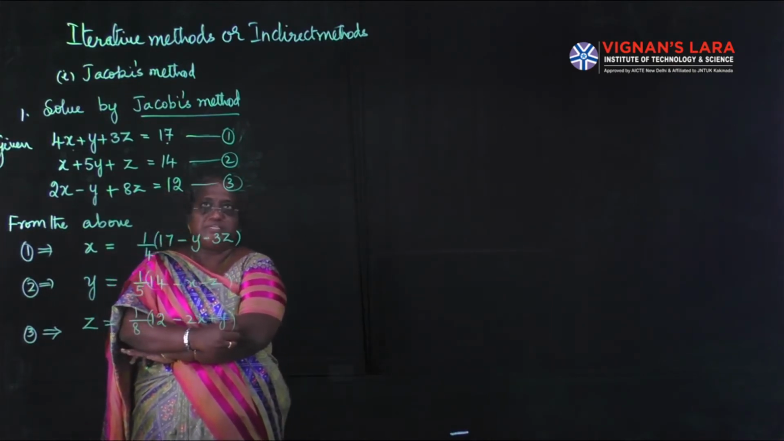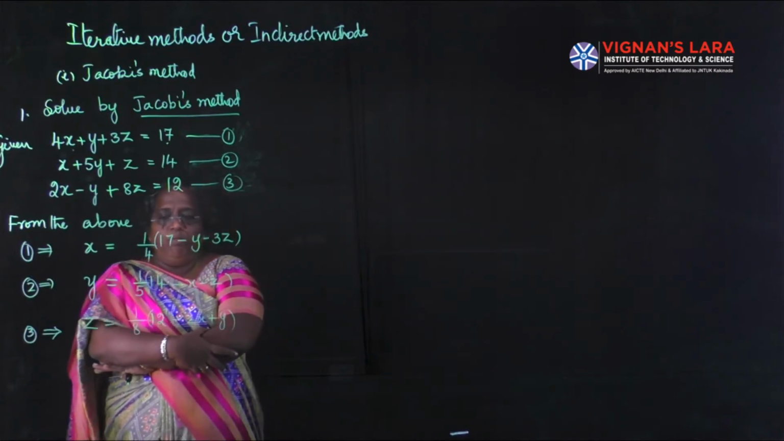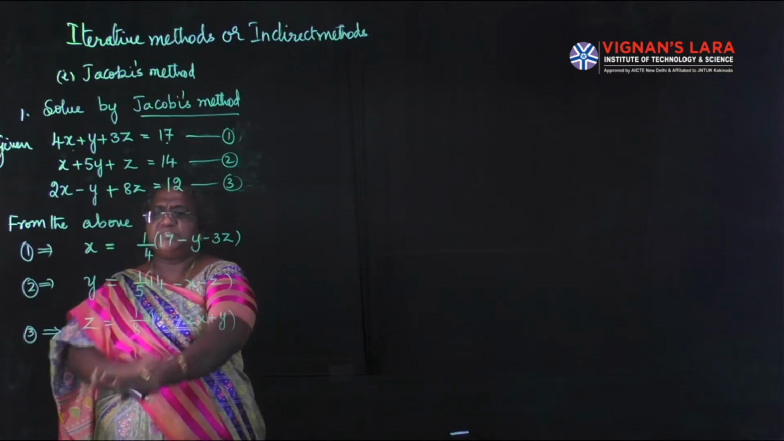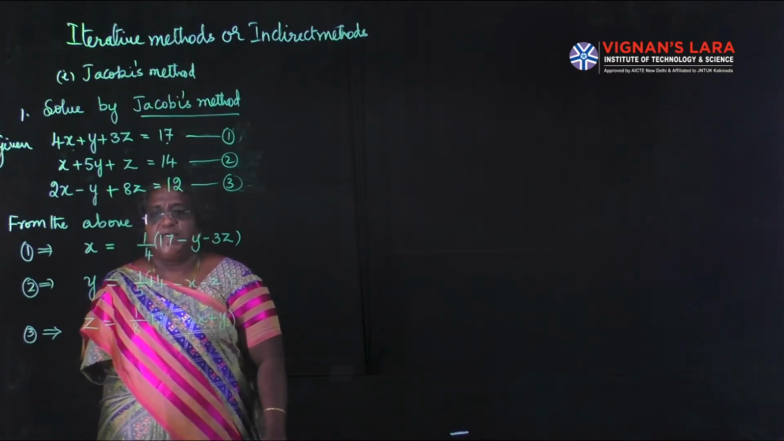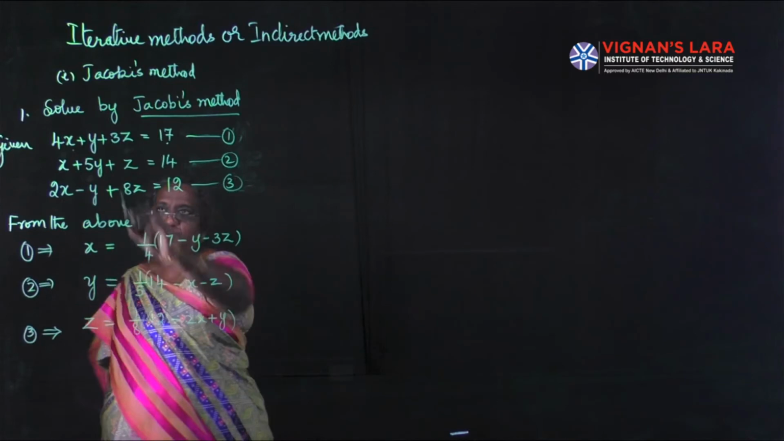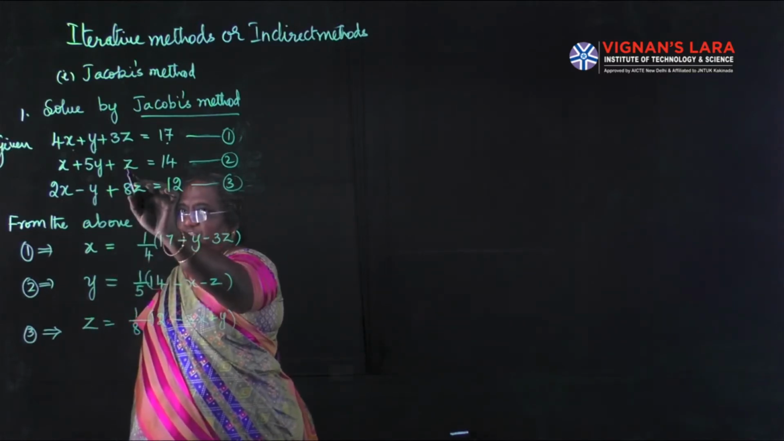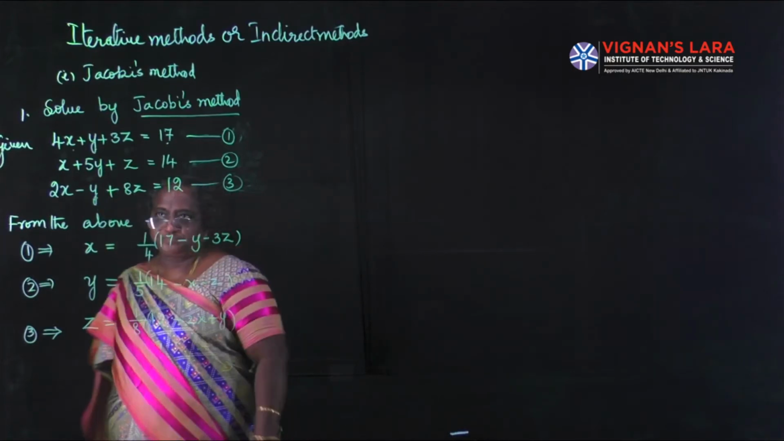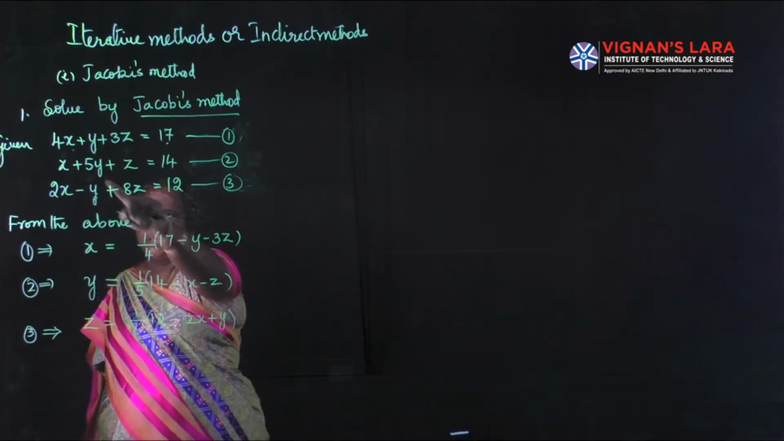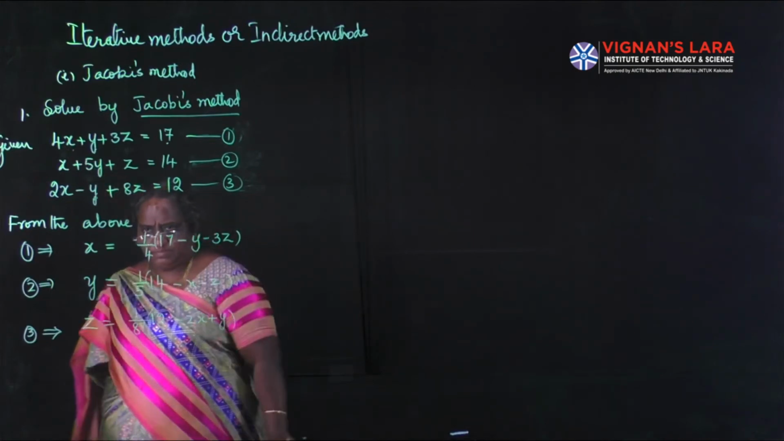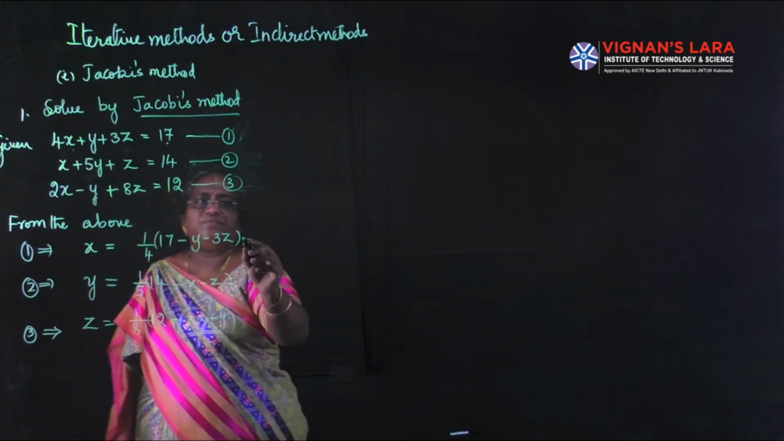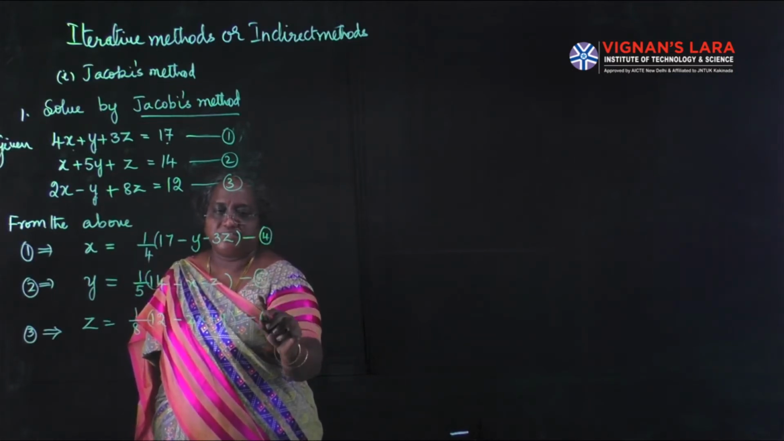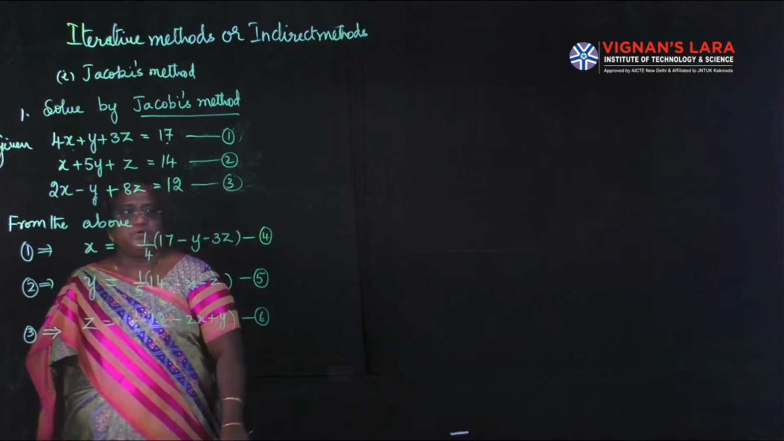This is the first step either for Jacobi's or for the Gauss-Seidel method. Even for the Gauss-Seidel method, this is the way to write the equations: x is equal to, y is equal to, z is equal to. Remember, from the first you are not supposed to write y, and from the others you are not supposed to write x or z wrongly. Whatever is the highest coefficient, that variable should be written. Now we perform iterations on these equations 4, 5, 6.